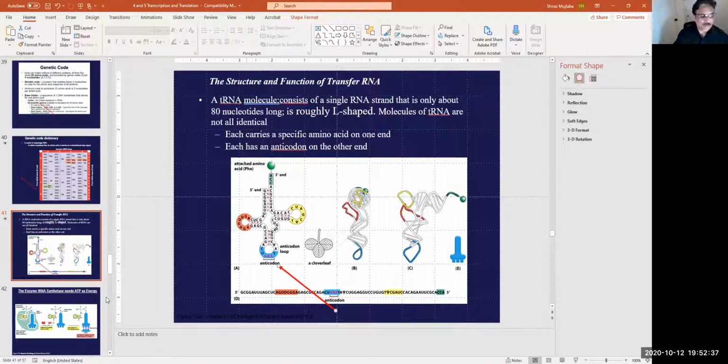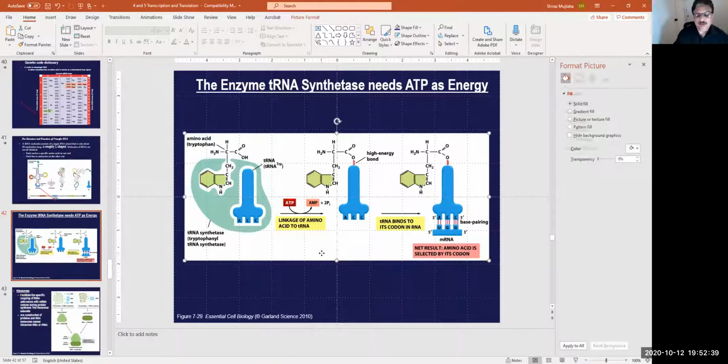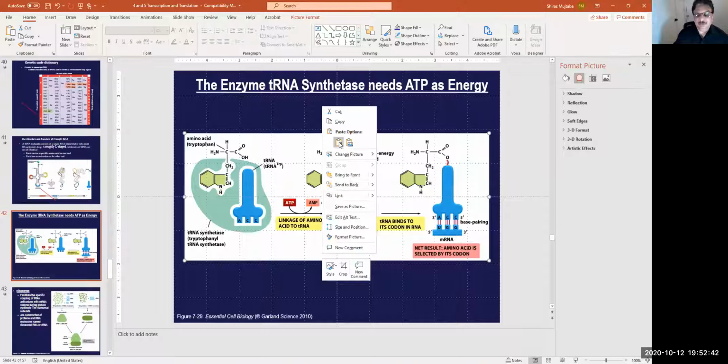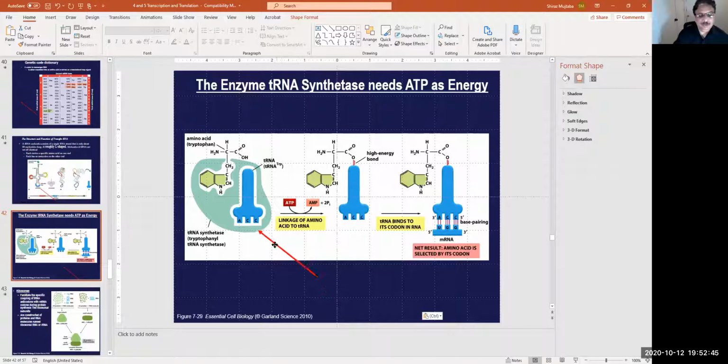Now, the question is, how does tRNA get the specific amino acid? Let's consider an example. The anticodon here is ACC. This anticodon will bind to a codon on the mRNA that will be UGG, right? This UGG codes for the amino acid tryptophan. So tryptophan will be brought by the specific tRNA which has the anticodon ACC in the anticodon loop.